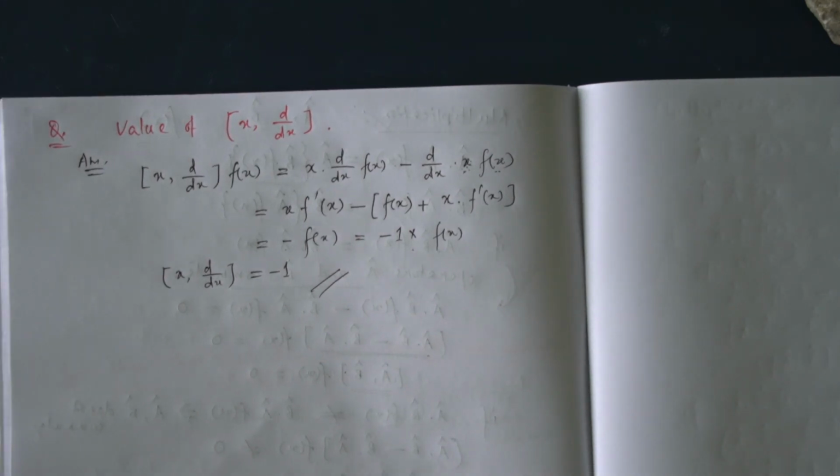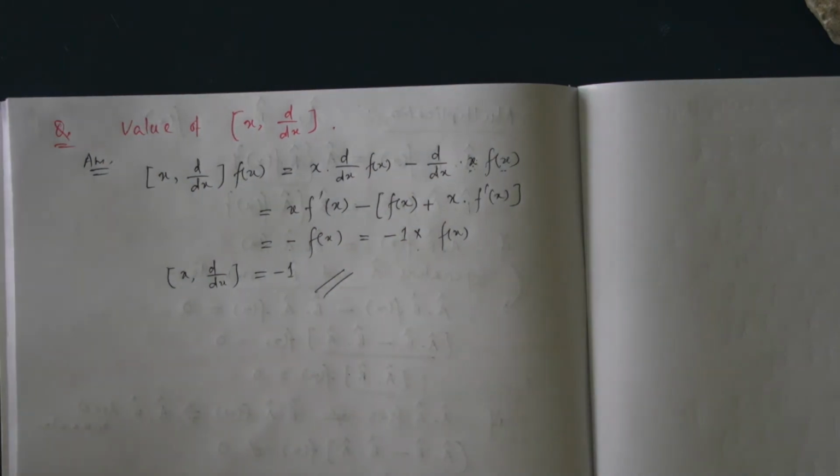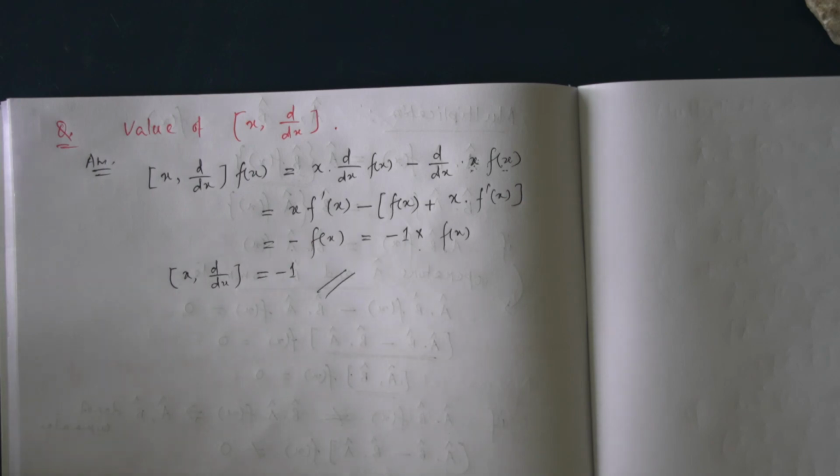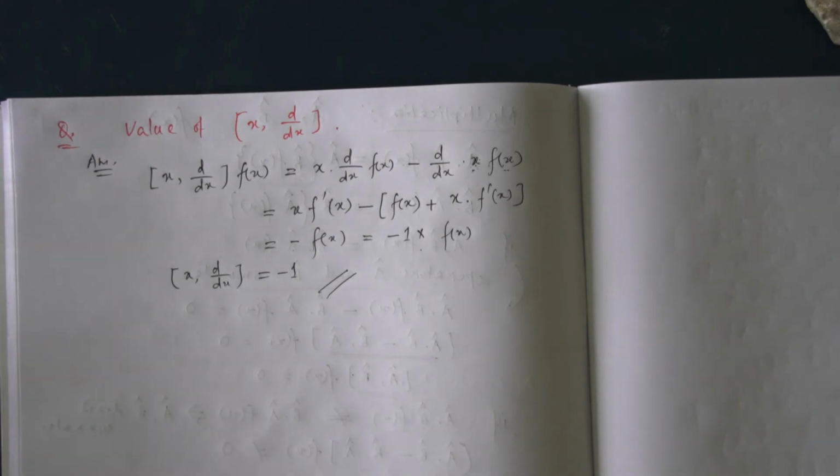So let us stop here today. We have discussed commutator operators. Next we will discuss other types of operators, like linear operator and Hermitian operator. We will talk about these things next time. Then we will also solve some problems, and after that we will discuss eigenvalue and eigenfunction.